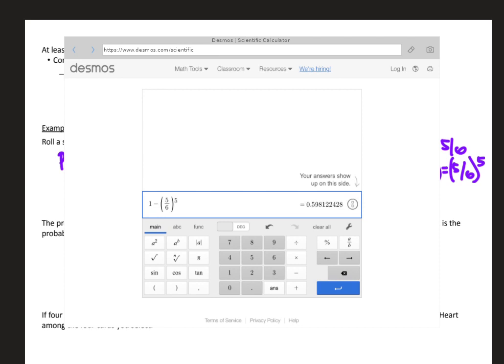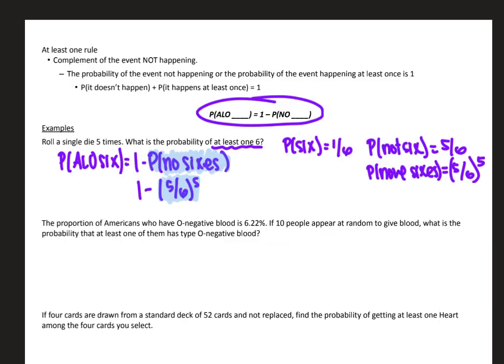Sorry, you are hearing all kinds of noises in this video. So that's going to be 0.5981. So probability of at least one 6 is going to be 0.5981.